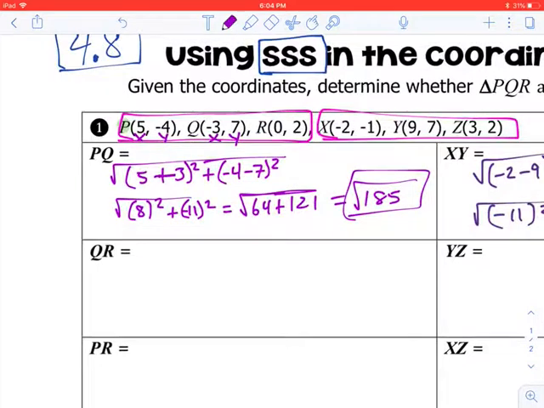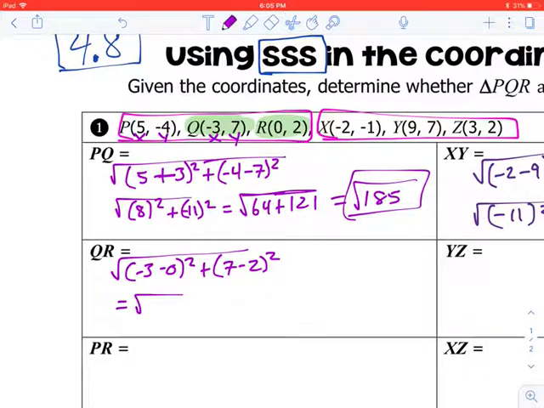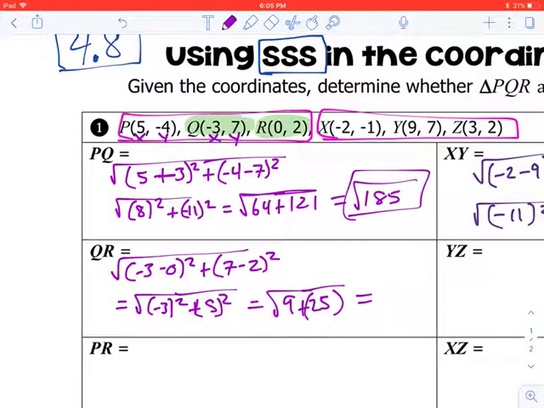So then we go to QR. So QR is going to be these two. Okay. So I've got -3 minus 0 squared plus 7 minus 2 squared. So that's -3 squared plus 5 squared. And that's going to give me 9 plus 25. Well, 9 plus 25 is going to give me 34. So square root of 34.